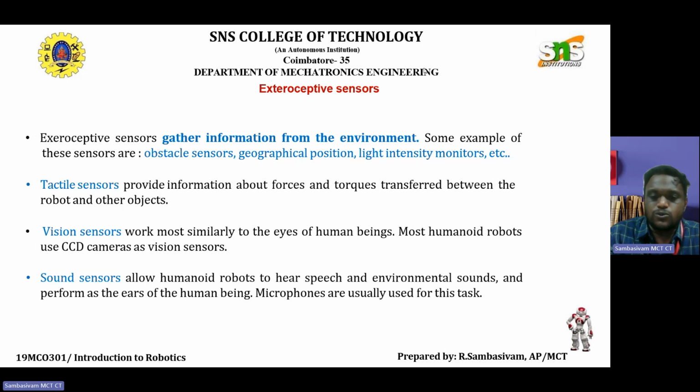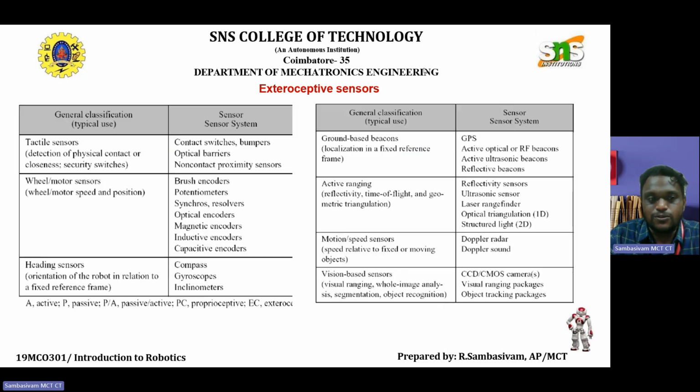Microphones are usually used for this task, and the sound sensors of humanoid robots play a vital role. These are the general classifications of the different types of sensors, and the sensor systems in robotics are based on exteroceptive sensors. Especially in vision-based sensing, CCD or CMOS cameras are used for visual ranging and also for object tracking. Apart from that, aiding sensors like compasses, gyroscopes, and inclinometers are important sensors in humanoid robots.